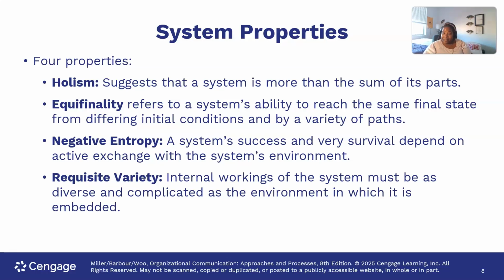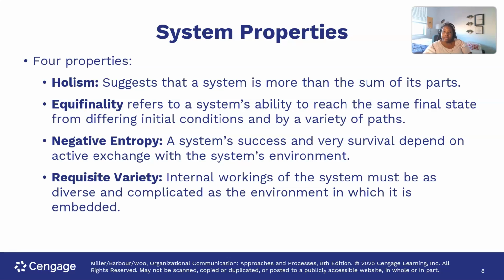Then we have equivalent finality. So it refers to the system's ability to reach the same final state from differing initial conditions and by a variety of paths. So even though these different departments do different things, they're all going towards the same goal, making the organization run and doing their part for the health of the organization.